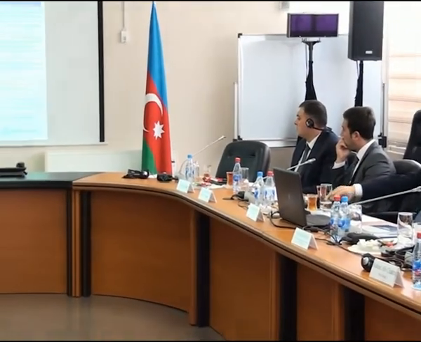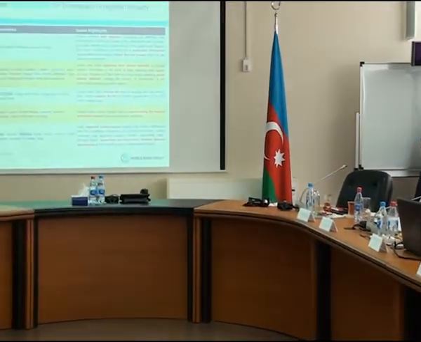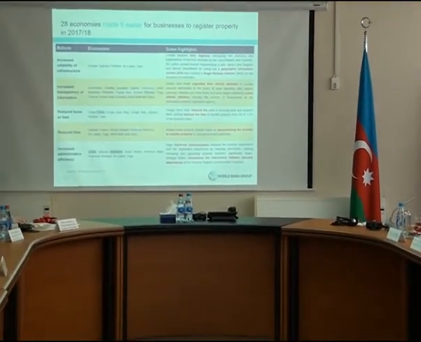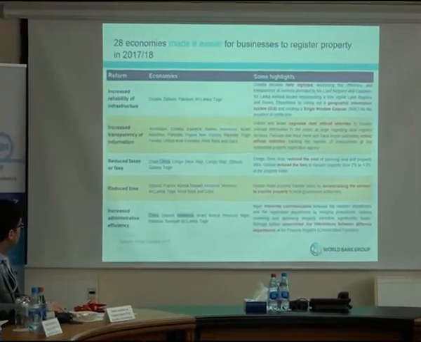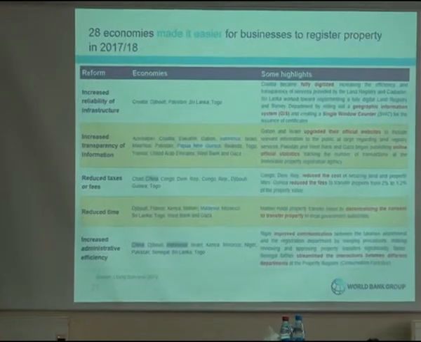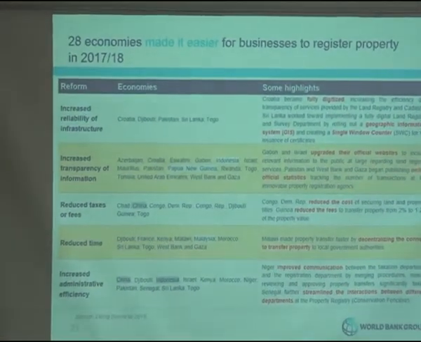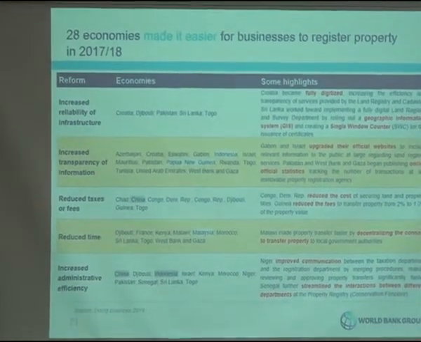In 2017-2018, there are 20 economies who carried out reforms on the registering property indicator. And this was done by increasing the reliability of infrastructure, increasing the transparency of information, reducing taxes and fees, reducing the time to complete the transaction, and increasing administrative efficiency.